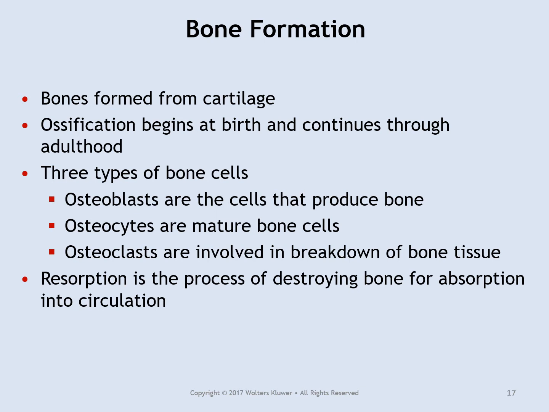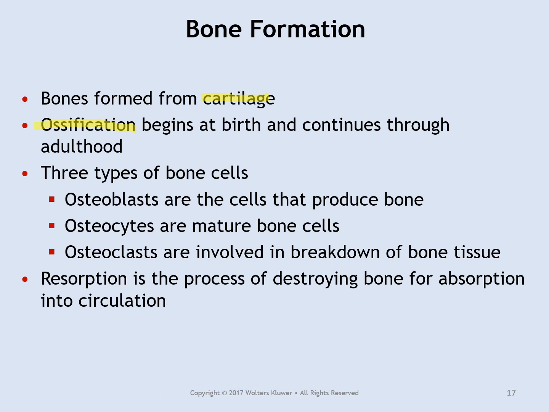So bones are formed initially. They all start as cartilage, and then ossification or mineralization with calcium and phosphorus begins at birth and continues all the way through to adulthood until all the cartilage that is going to turn into bone has turned into bone.